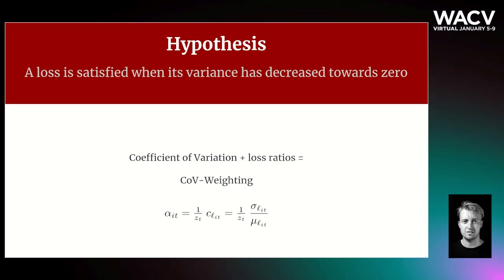This might not be the case for all the losses that we're using. And as a consequence, we take the loss ratios for each of the losses. This is the current loss over the mean loss, denoting the relative change of the loss in time. We combine the loss ratios and the coefficient of variation to obtain our estimate for the loss weights alpha.